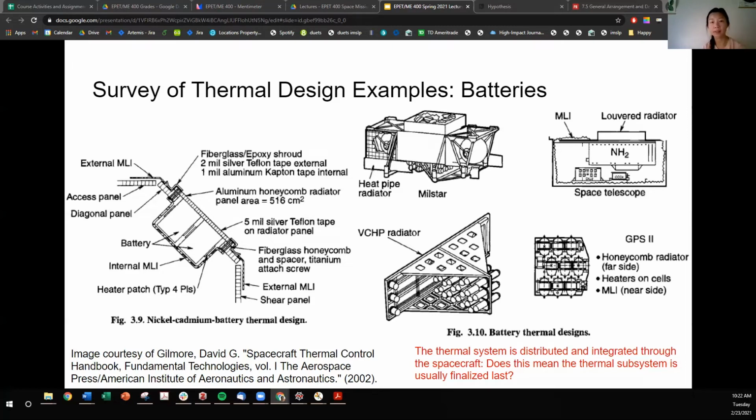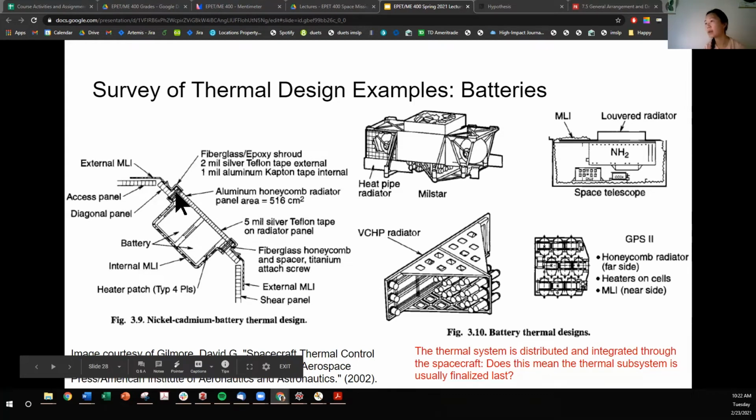Although some NiCad batteries are mounted inside spacecraft and simply painted black to radiate the waste heat from charge and discharge inefficiencies to the spacecraft interior, the most common battery thermal designs use radiators and thermostatically controlled heaters, as seen here.